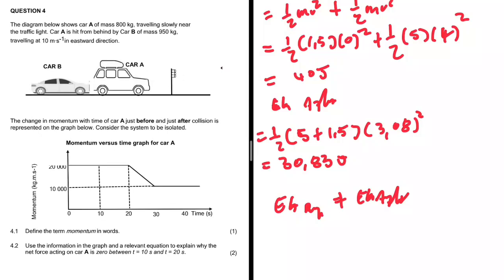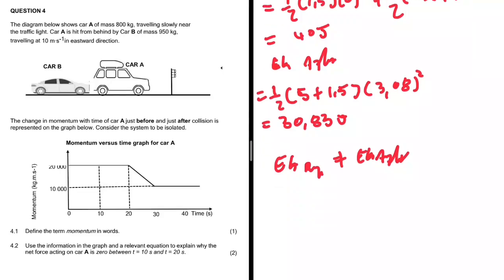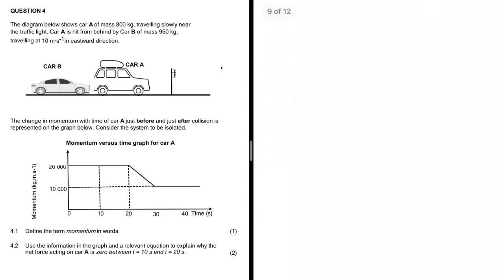The change in momentum with time of car A just before and after the collision is represented on the diagram below. Consider the system to be isolated, so momentum should be conserved. 4.1, we're supposed to define momentum. I'll let you guys do that, and then let's take a look at 4.2.